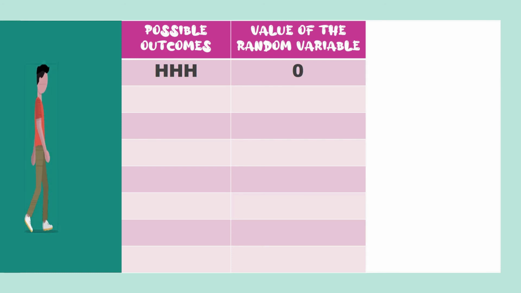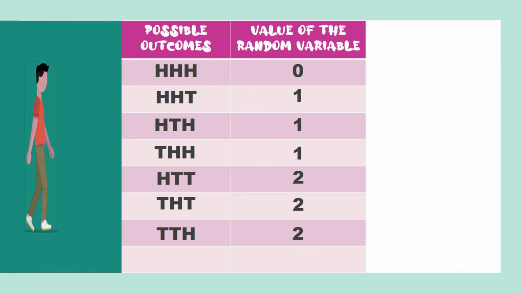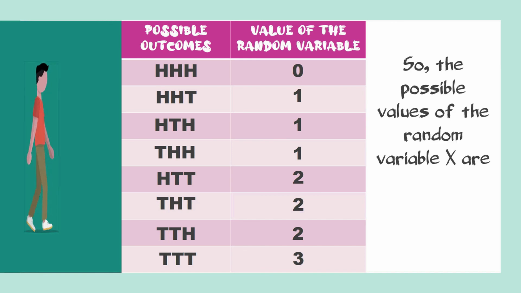We have HHH, with 0 as the value of the random variable since these are all heads and there are no tails. Second is HHT, with the random variable 1 since there is one tail. Third, HTH with 1. THH, with also 1. HTT with 2. THT with also 2. Same with TTH with 2. And lastly TTT with 3 since it consists of 3 tails. With all these values that we got, we can say that the possible values of the random variable x are 0, 1, 2, and 3.